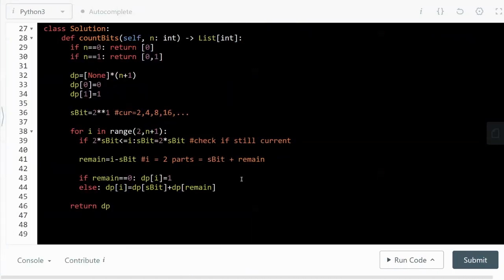For time complexity, it's going to be big O of n, and the reason is that it comes from this for loop. And for space complexity, it's big O of 1. We didn't use any extra space. dp is the only array that we're working with, and that's exactly the array that we return at the end.